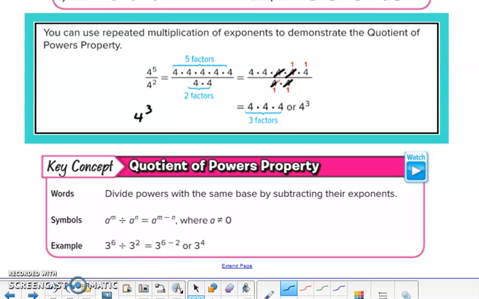So here's another way of looking at it. They've got a to the power m divided by a to the n power. What do they do? They subtract. So in this case, you've got 3 to the 6th power divided by 3 squared, and now we're going to take 6 minus 2 and we'll get 3 to the 4th power. Let's practice some of these.